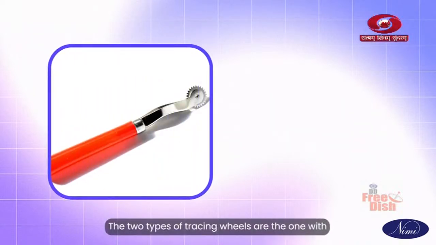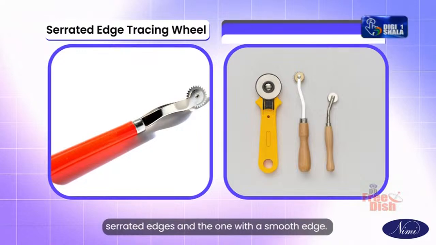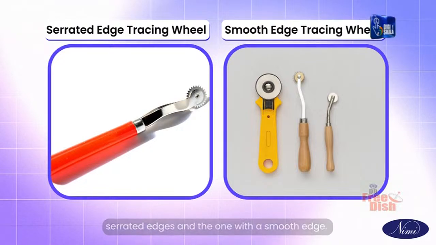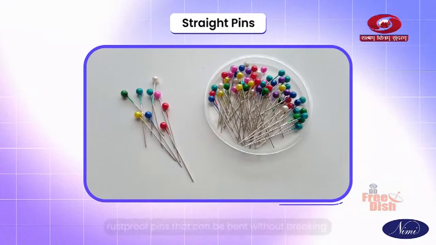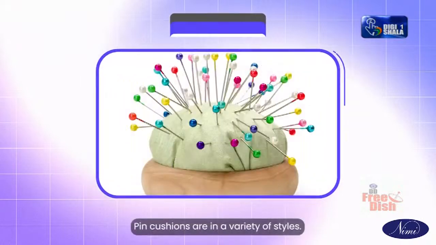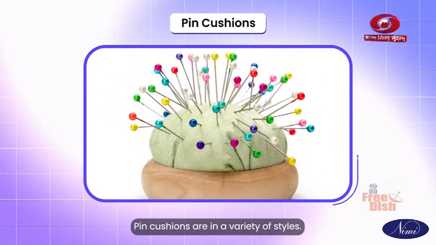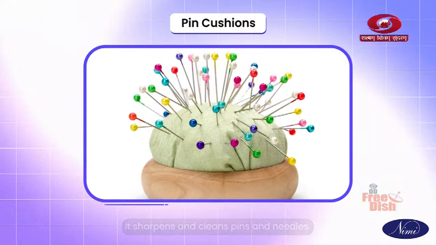The two types of tracing wheels are the one with serrated edges and the one with a smooth edge. Straight pins are sharp, smooth, rust-proof pins that can be bent without breaking. Pin cushions are in a variety of styles. It sharpens and cleans pins and needles.